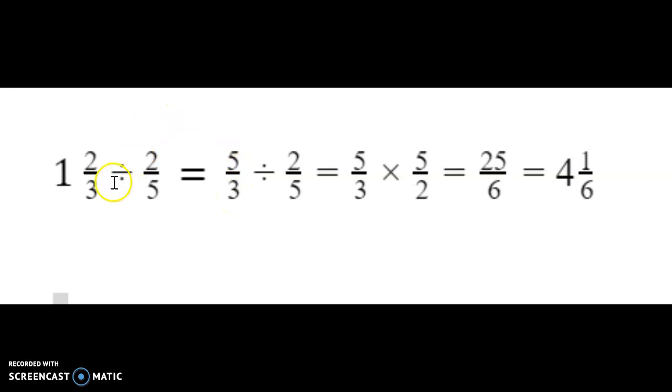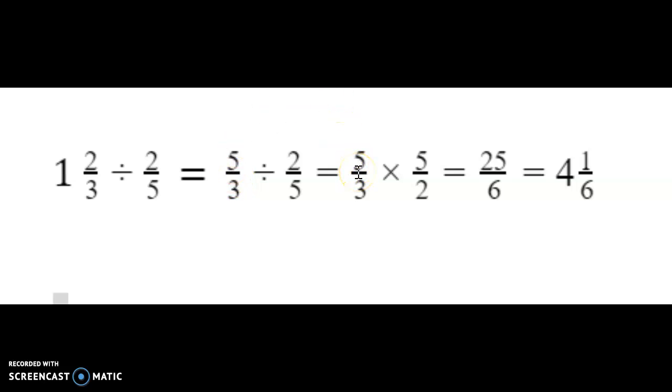In the first step, we leave our division symbol the same, and then we also take our 2/5, which is our second term, and that also stays the same in our first step. We've completed the first step, and that first step looks good. Let's move on to the second step.